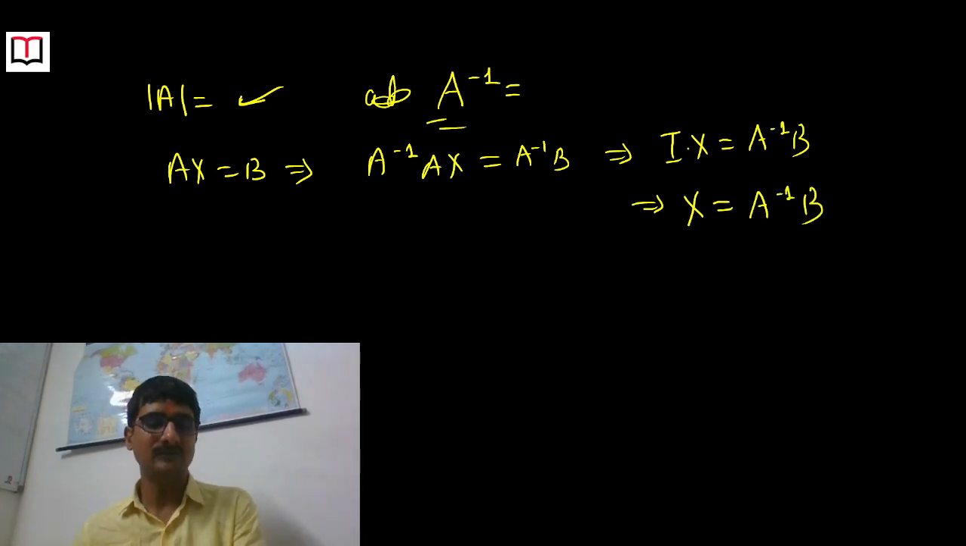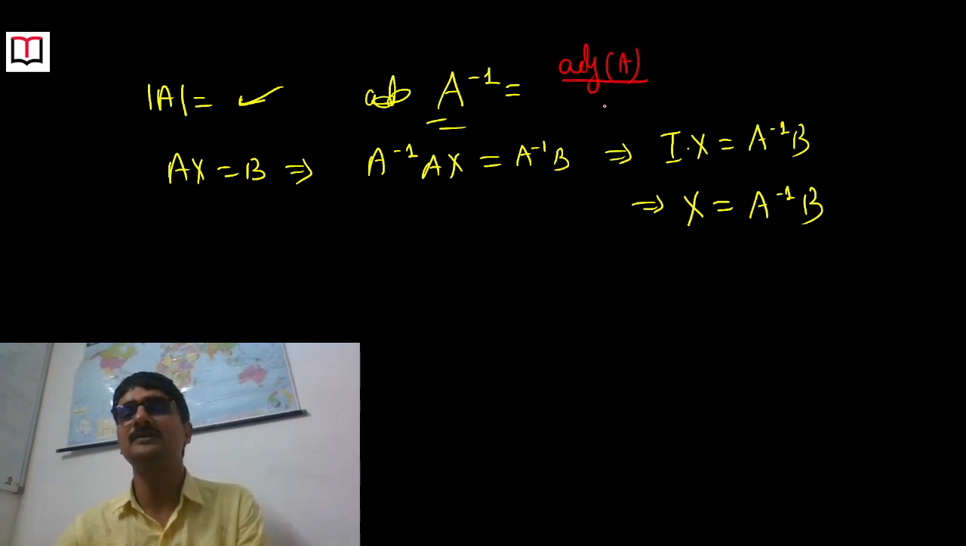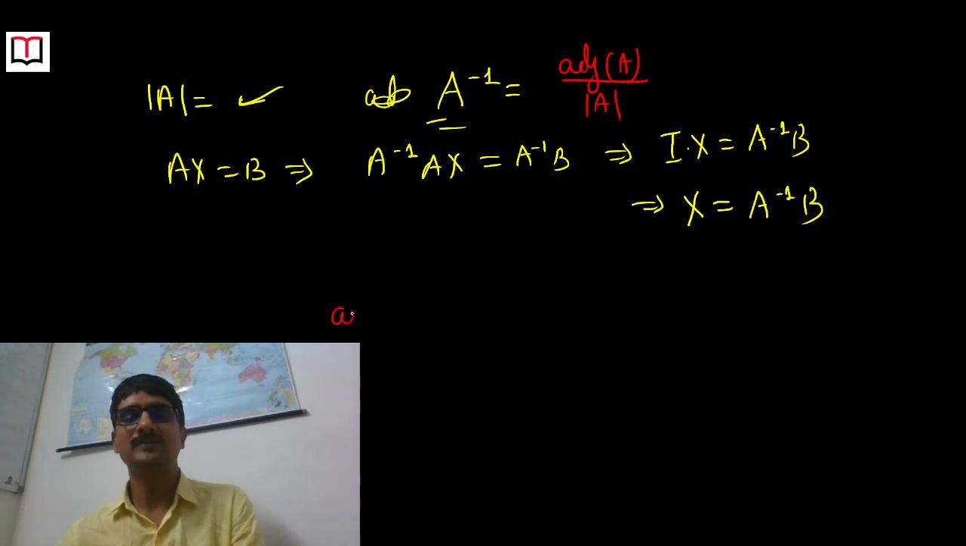And what is A inverse? How do you get it? By adjoint of A by determinant of A. Now what is the adjoint matrix for any square matrix? It's the transpose of the matrix of cofactors. So C11, C12, C13, C21, C22, C23, C31.